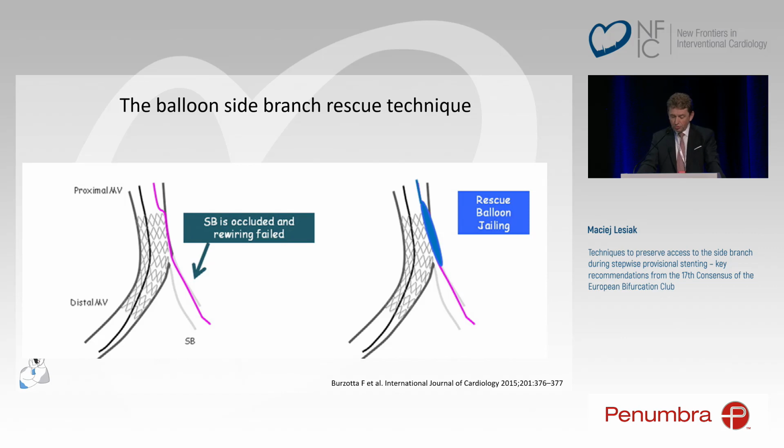So this is how to do this technique. You see the situation when the violet wire is jailed at the side branch. In most cases, you can deliver a low-profile balloon over the jailed wire. If not, you can use a microcatheter. The Corsair is a very good microcatheter here.